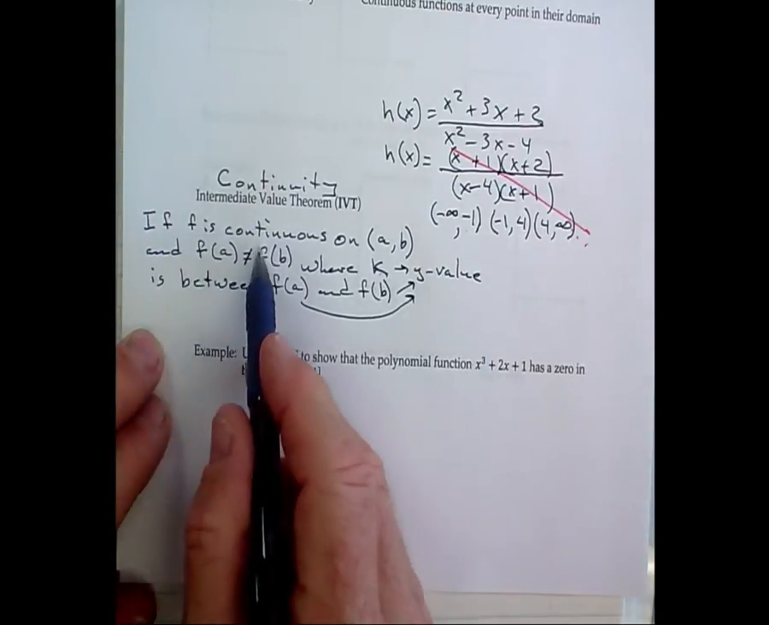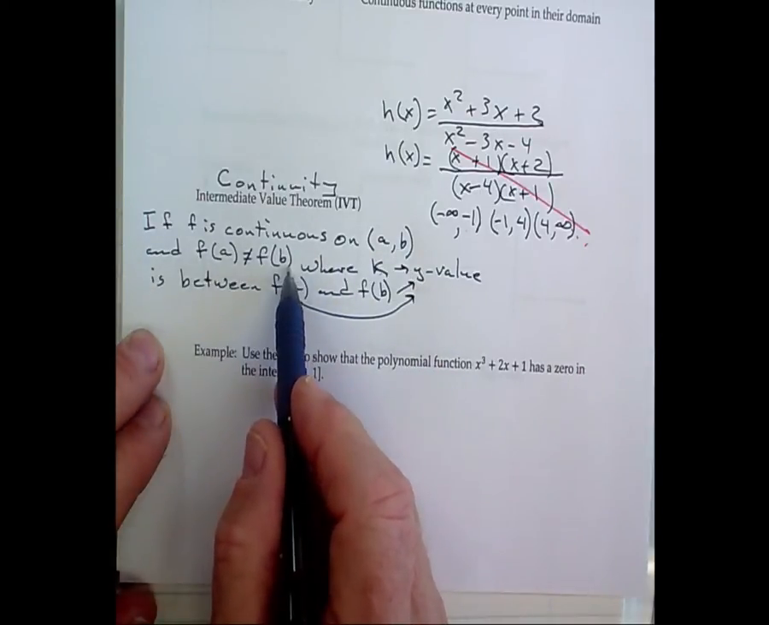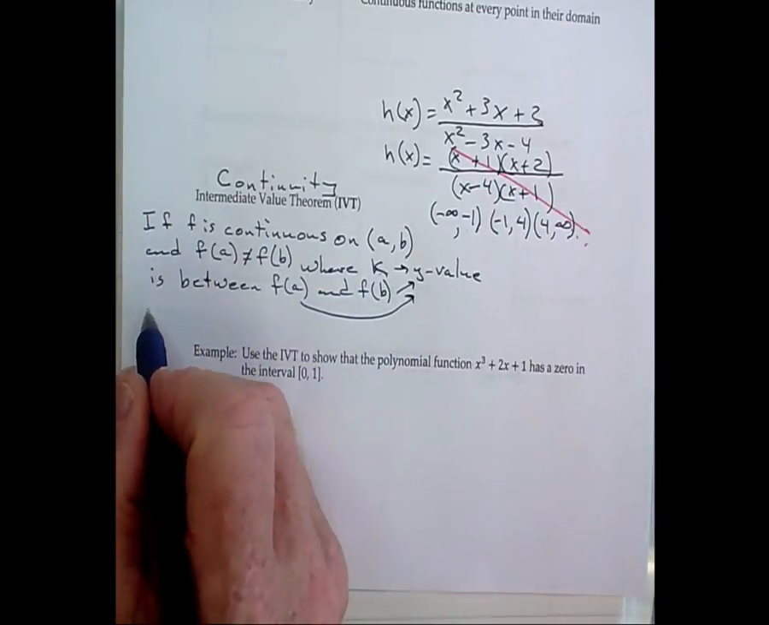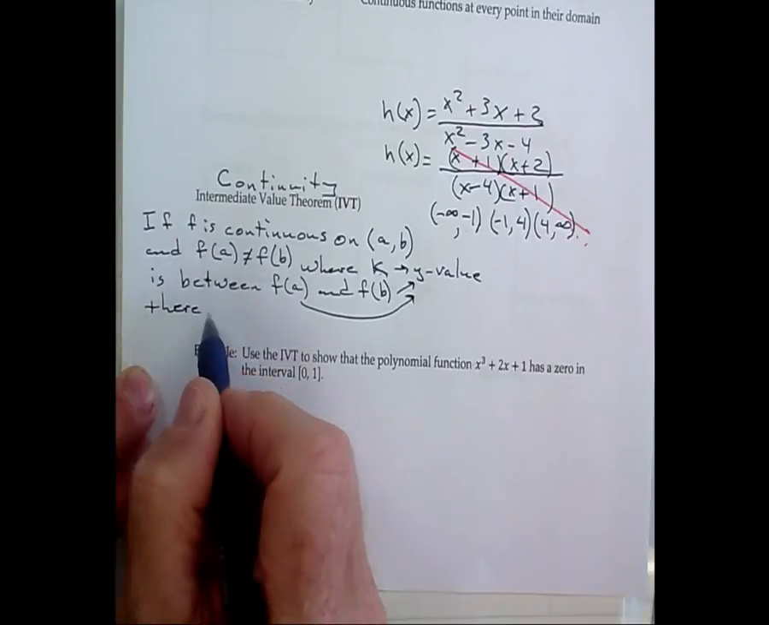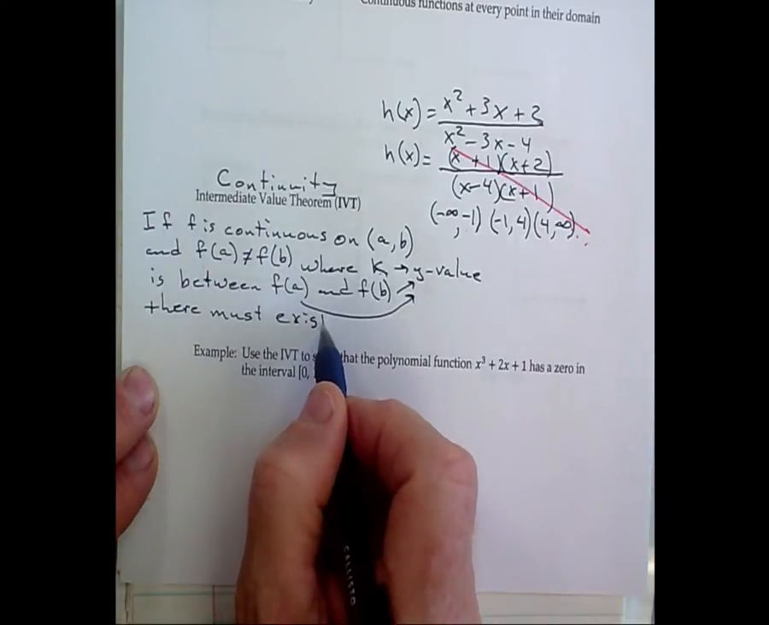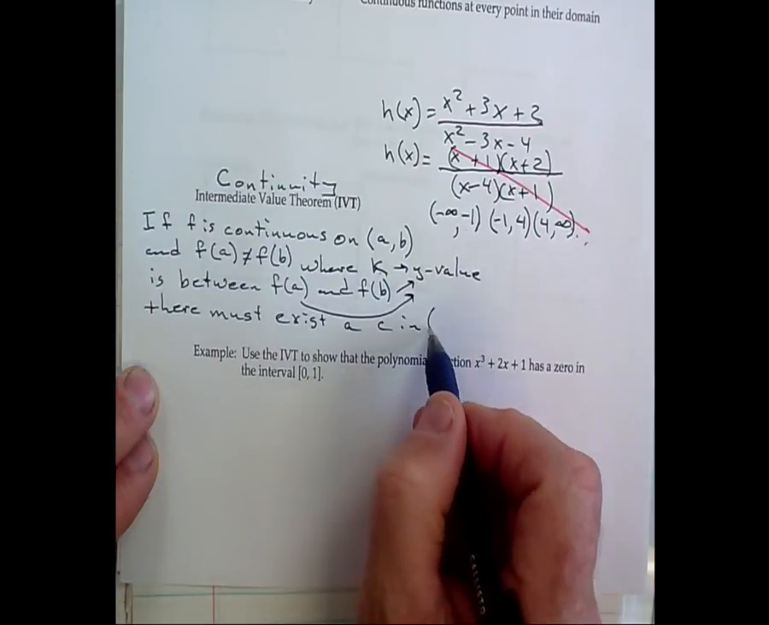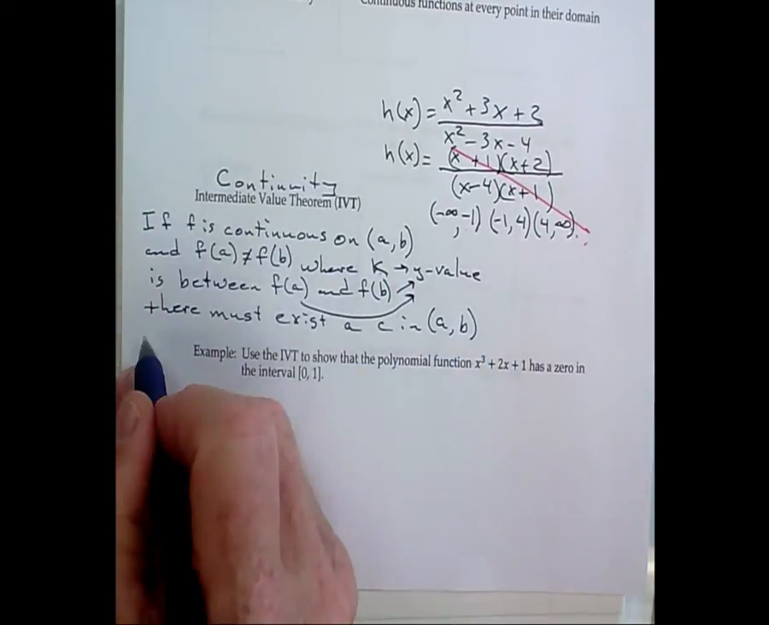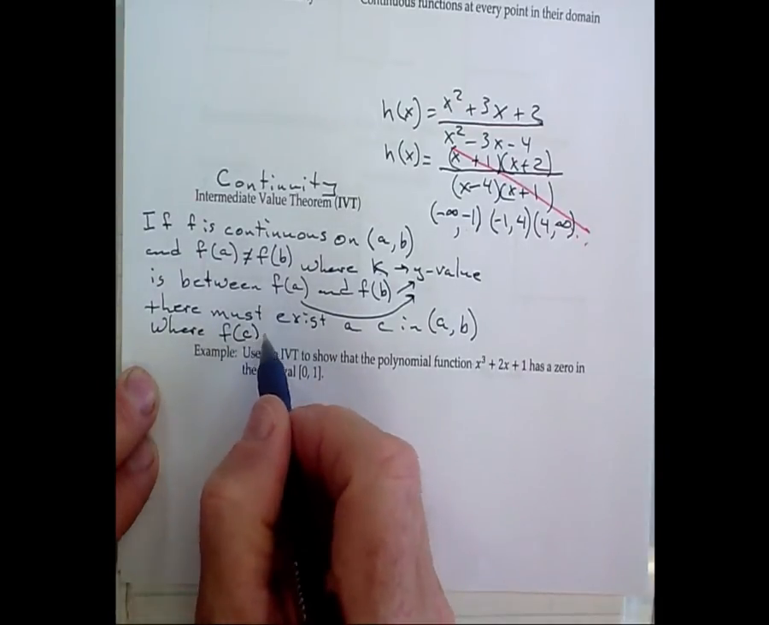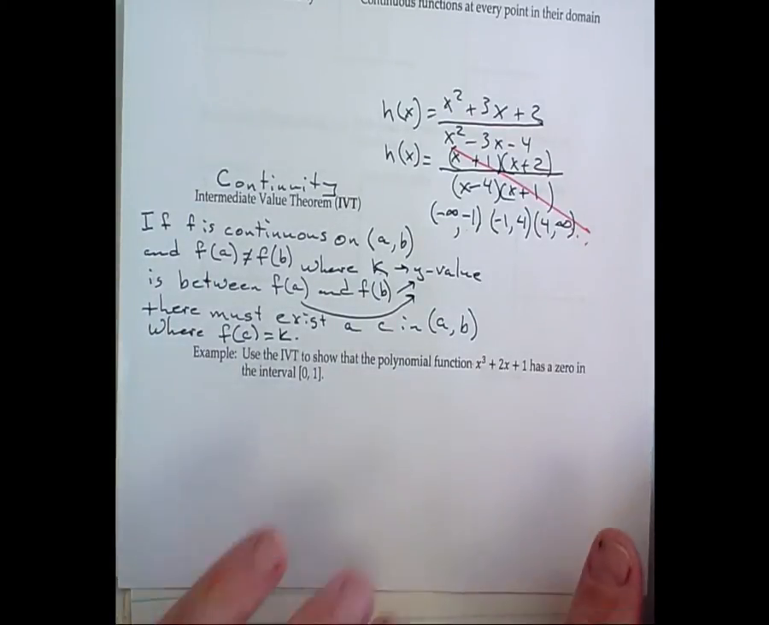If f is continuous on the interval a to b, and f of a does not equal f of b, where k is between f of a and f of b, there must exist a c in the interval a to b, where f of c equals k. So I'll draw you a picture.